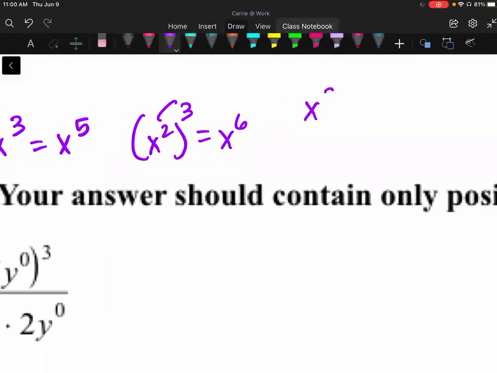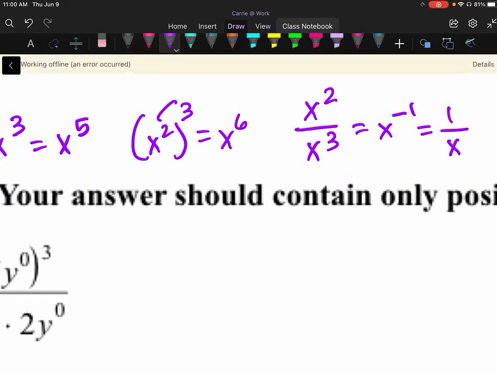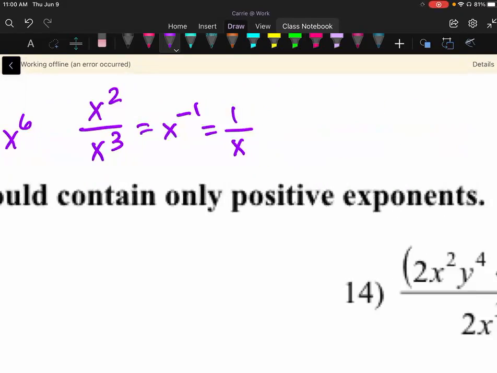If you were doing division, you subtract their exponents, so you would get x to the -1. So you would just get 1 over x here. A negative exponent moves it down to the bottom. And last rule, anything to the 0 power is 1. So let's go ahead and go about this.